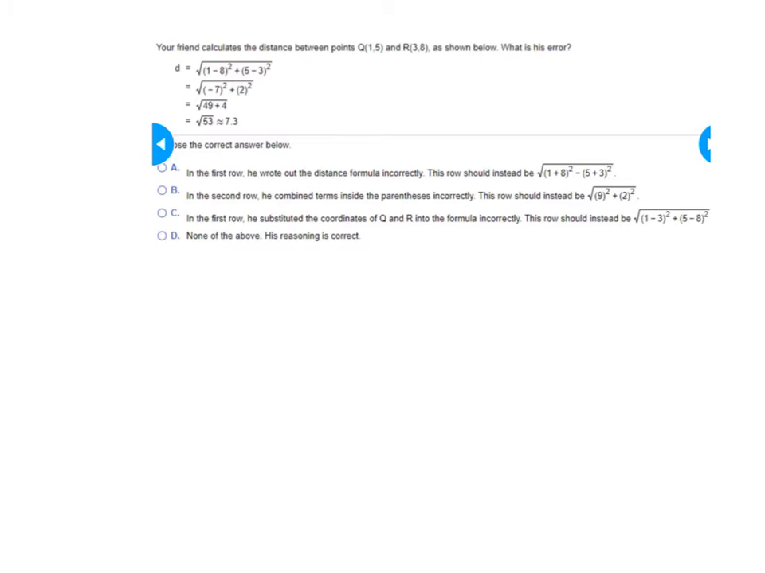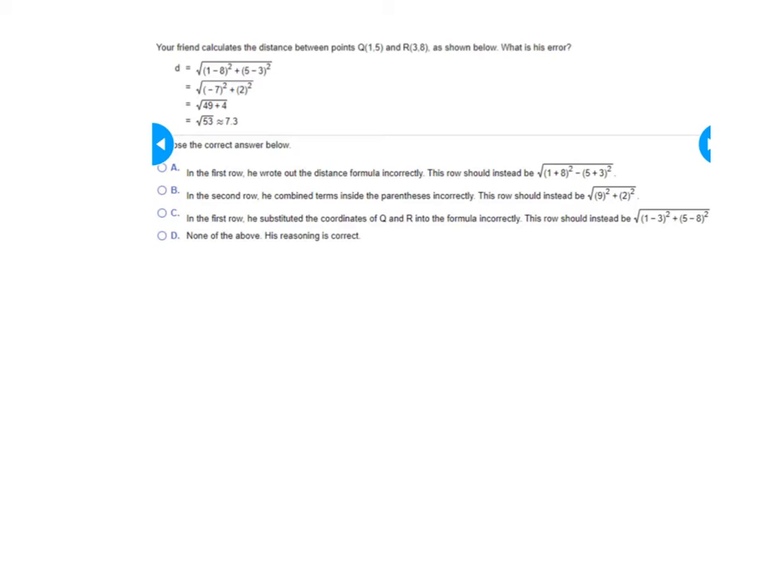Okay, this is another distance formula one. And I'll be honest, whenever it asks me to find somebody else's error, I always screw that up. So what I'm going to do here is just do the problem myself first, and then I can go back and see what the issues might be.